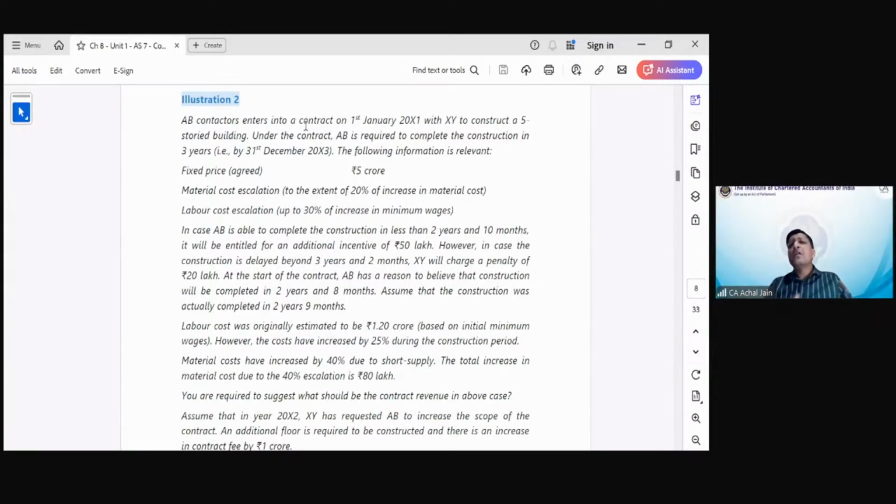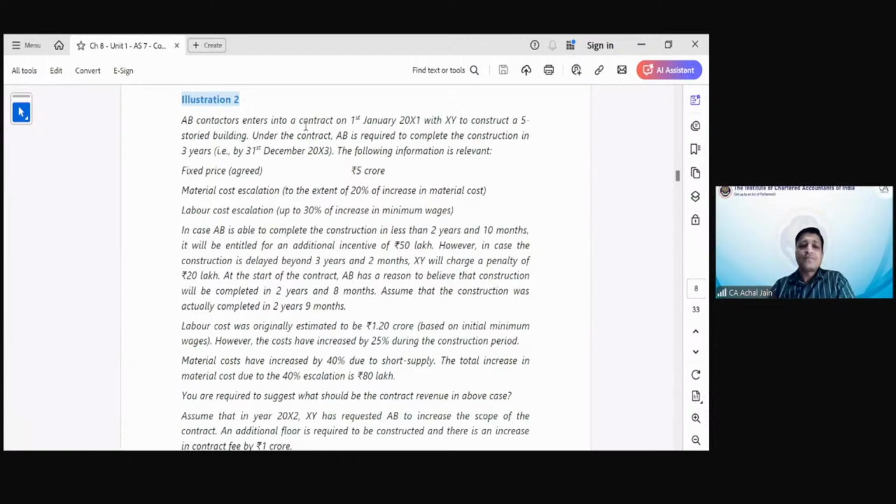So we are not talking about what amount of revenue you will recognize. As far as the contract revenue is concerned, what is the amount which will be eligible for recognition? Whether you recognize that on a completed basis or percentage basis is not asked here. In a way, you are required to compute the amount of contract revenue.